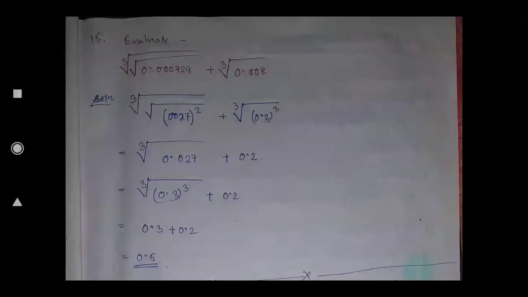Hello class 8. In the last video we discussed up to question number 14 of cubes and cube roots. Now we will discuss question number 15.